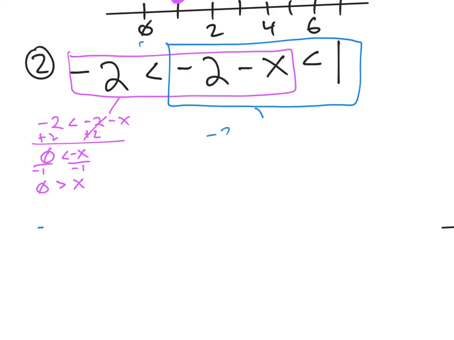So we'd have -2 minus x less than 1. First step here is to add 2 to both sides. We're going to add 2. So -x is now less than 3. And again, we have the -x. To get rid of it, we divide by -1. And then we have to flip the inequality because we divide by a negative. So now x will be greater than -3.